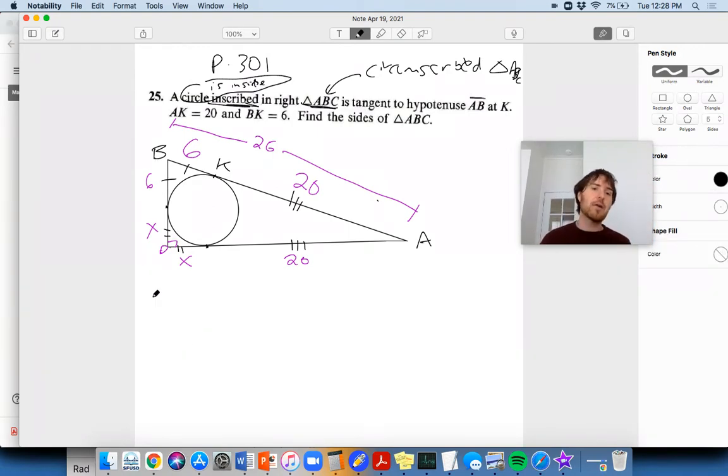Okay, so we're going to use Pythagorean Theorem. If this tangent segment from the circle is x, and this tangent segment is x, but then this other tangent segment is 6, then this whole side length here is x plus 6. That's what side DC is. So this leg is x plus 6. The square of that leg is x plus 6 squared.